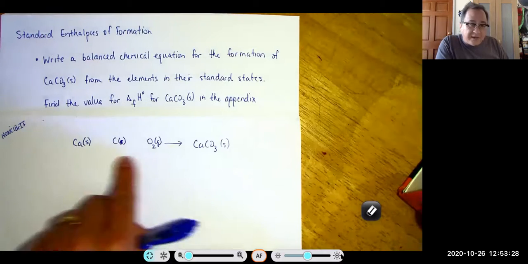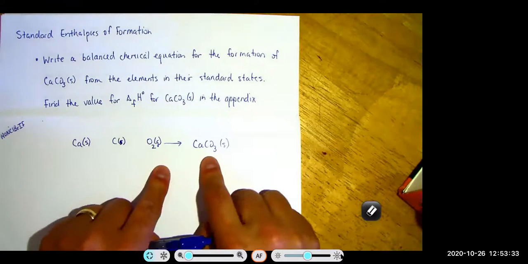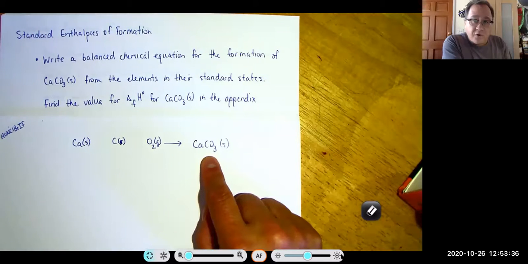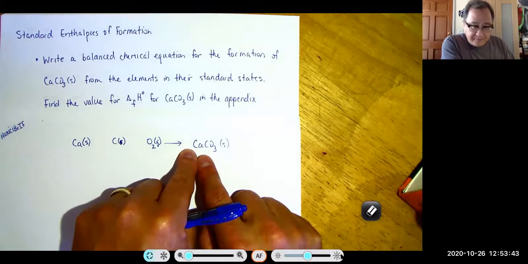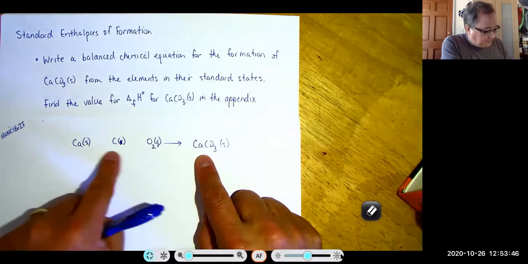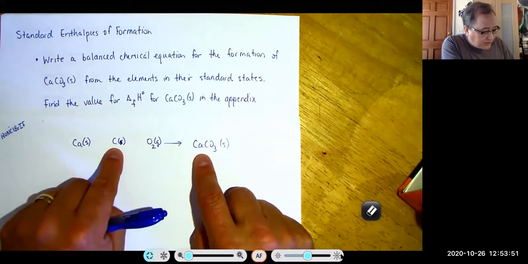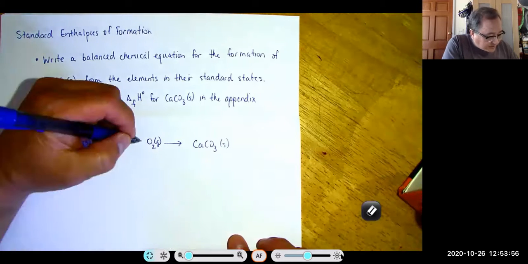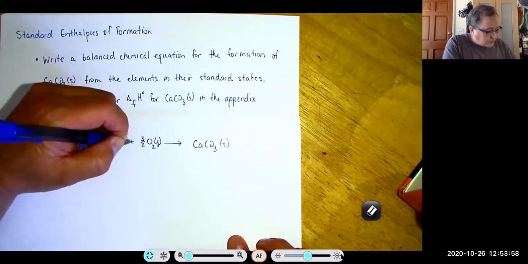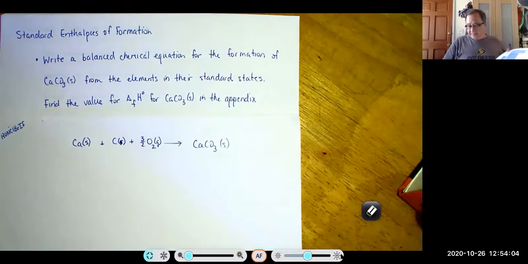And then you have to balance the reaction. And a standard enthalpy of formation reaction, by definition, is the formation of exactly 1 mole of this. So that means I cannot change the coefficient in front of this. I can only change the coefficients out here. So 1 calcium, that's good. 1 carbon, that's good. 3 oxygens, 2 oxygens, I have to put a 3/2 here. So that's the standard enthalpy of formation of calcium carbonate.